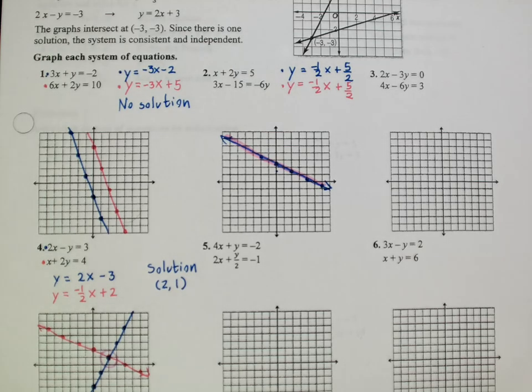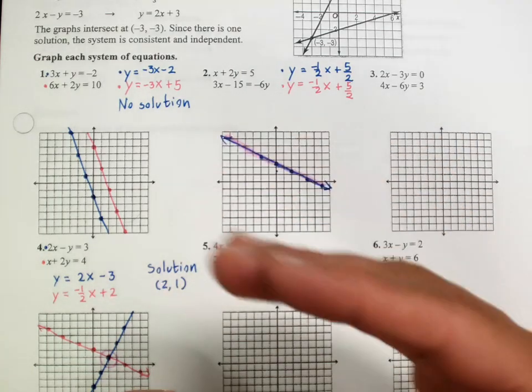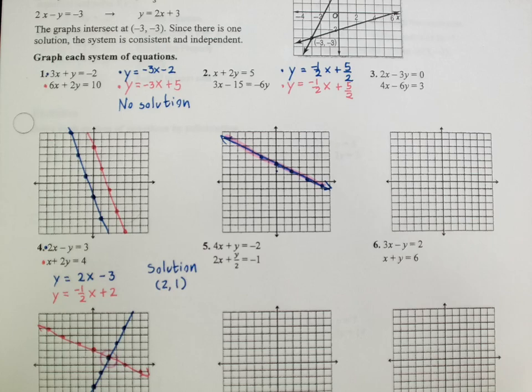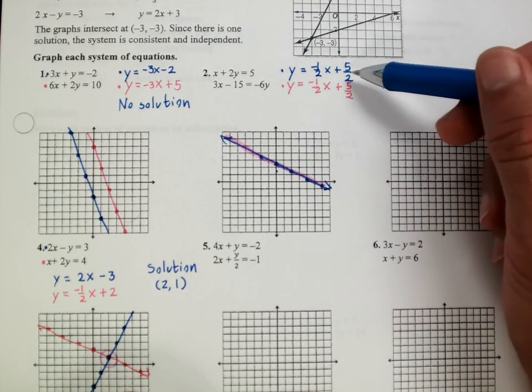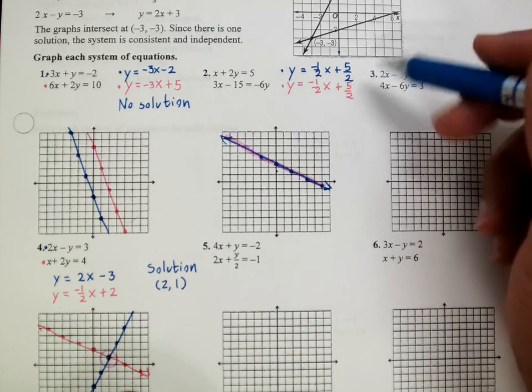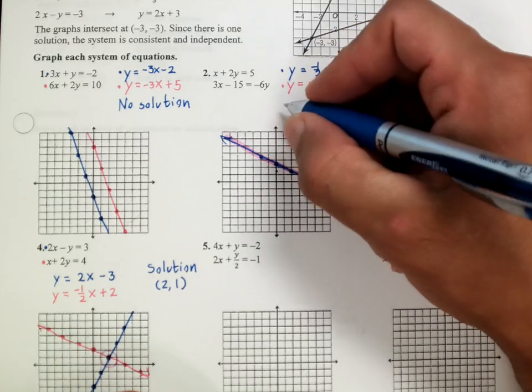Now again, if I were to ask you where these two lines intersect, the answer is everywhere, because they're right on top of each other. There's an infinite number of points where they're intersecting, quote unquote. So when you solve for y and you get the same line, what you end up having is infinite solutions.